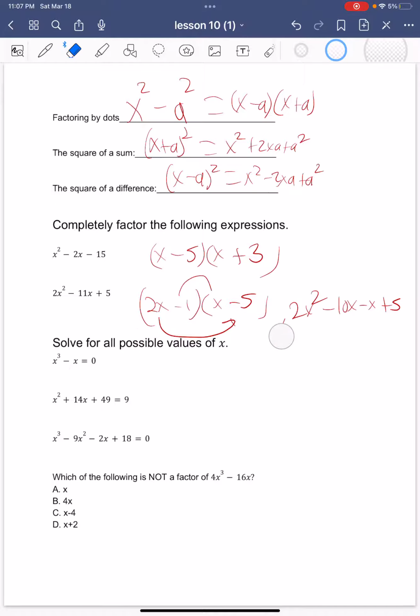There's really no trick to factoring. It's just looking at it long enough until you realize which numbers work.